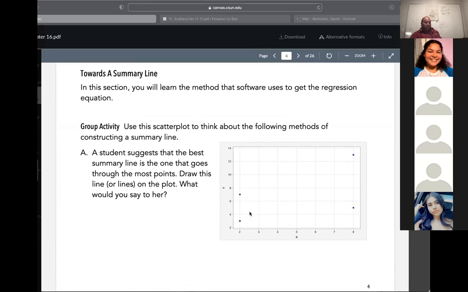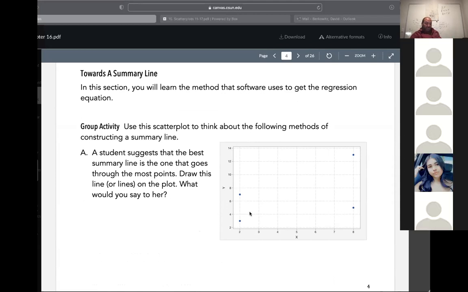So now, how do we go about actually finding this best fit line? This is the question. Here's a situation where we have 4 data points. A student suggests that the best fit line is the one that goes through the most points. Oh, yours goes through more points, it must be better. It goes through 2 of them, it can't get any better than that. Would you agree that this is the best fit line for these 4 data points?